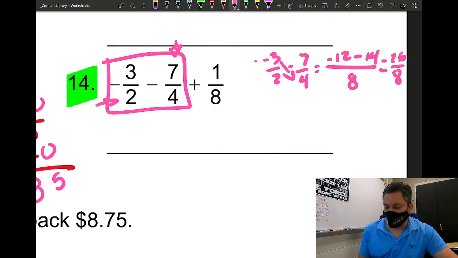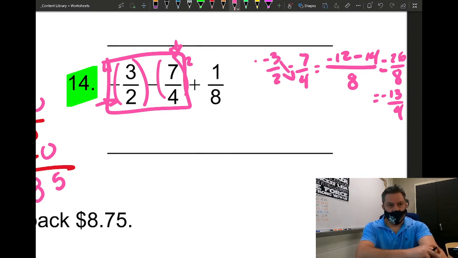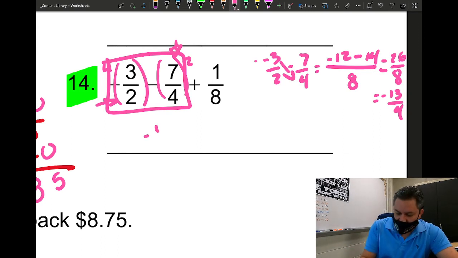26 eighths. Can you simplify that? This is going to be negative 13 fourths. Or you can just multiply this whole thing by 4, this whole thing by 2, and you get the same answer. Or you can just multiply this whole thing by 2 and just change the first one. Okay, so we have this becomes negative 13 fourths plus 1/8.